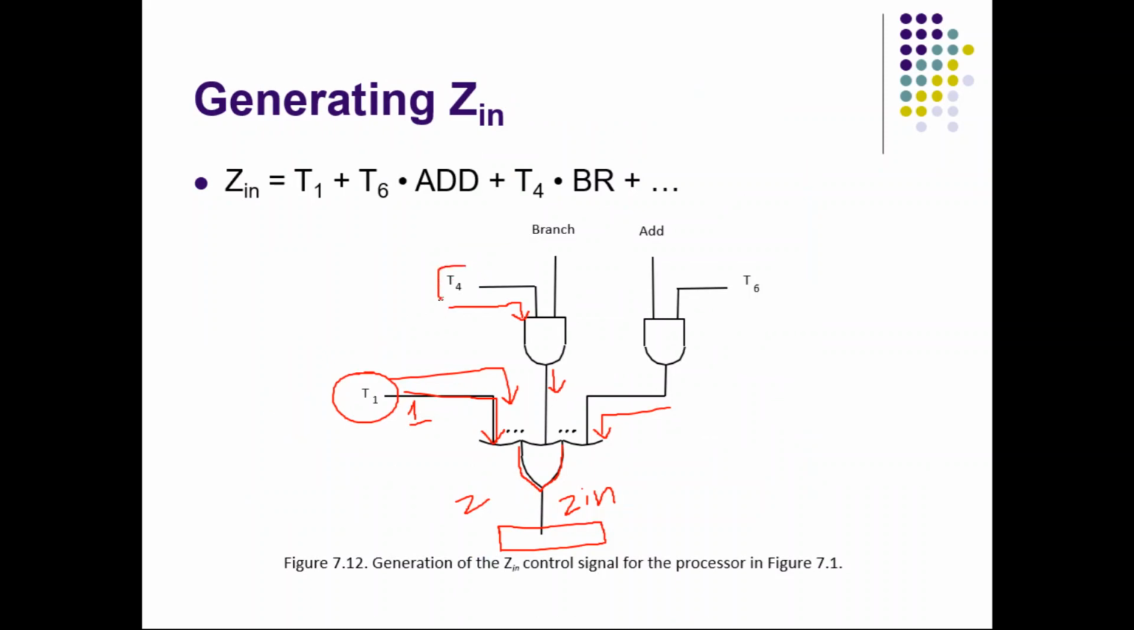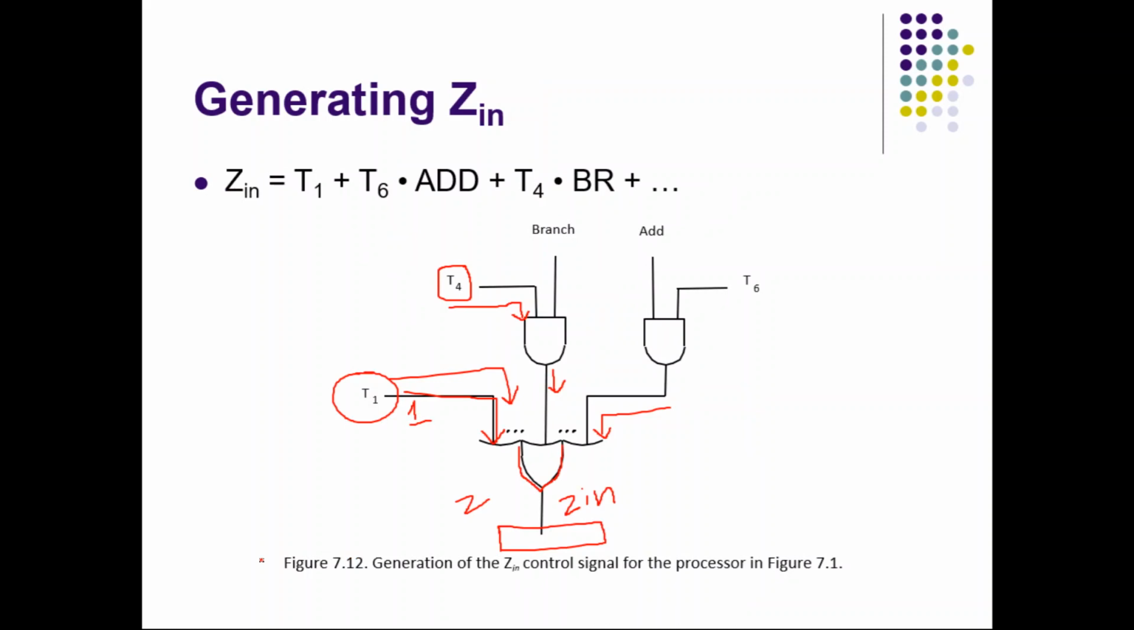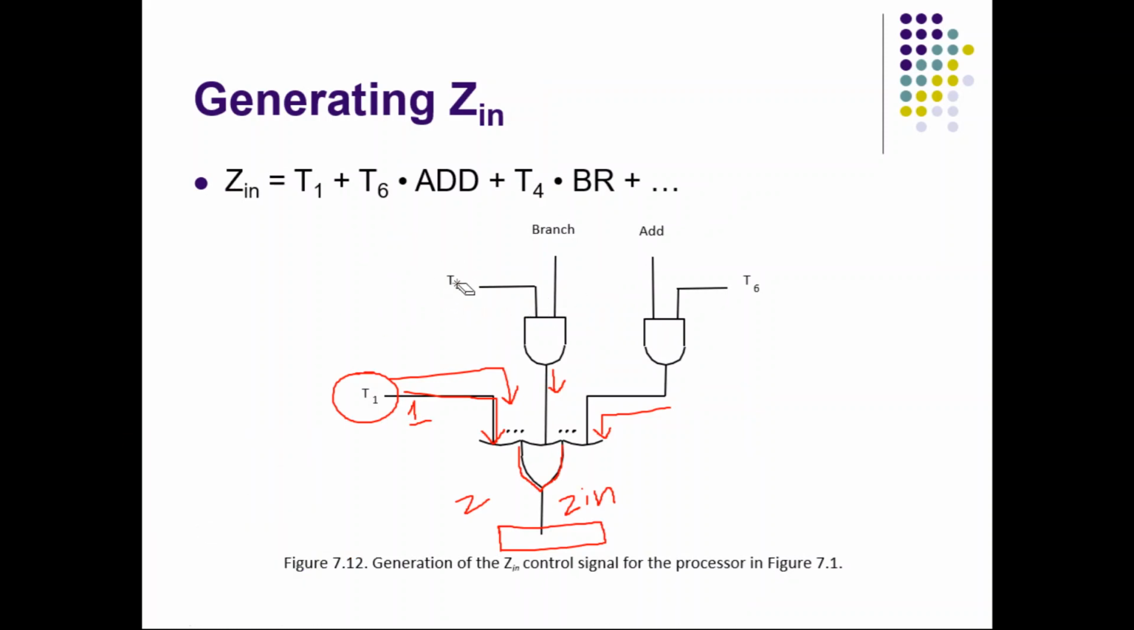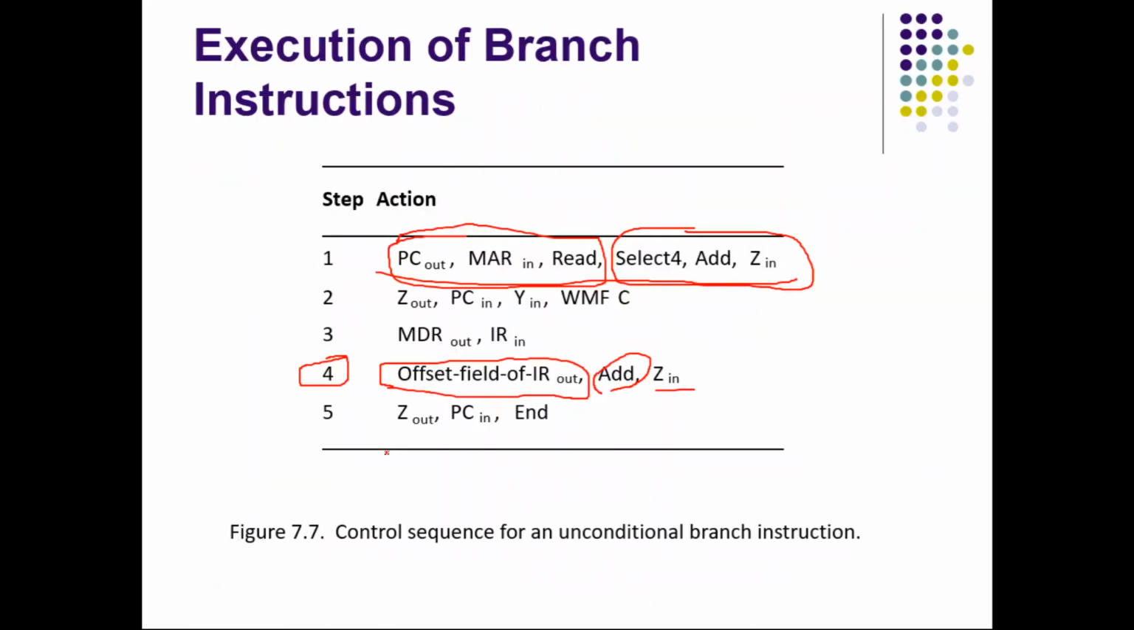At time 4, yeah, it is this one. Not that, sorry, it is this one. At time 4, what is that? This offset is actually used for the branch instruction. So it is not connected with add, it is connected with branch.